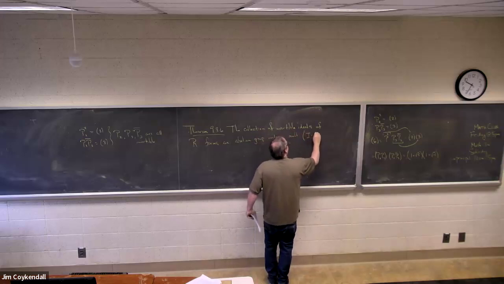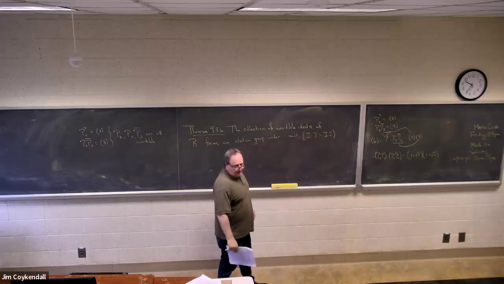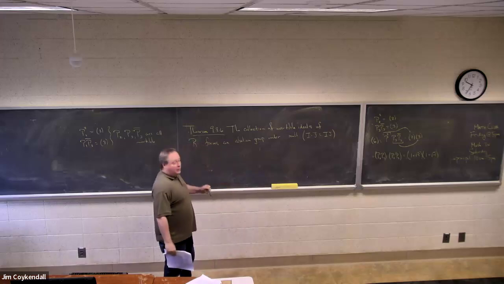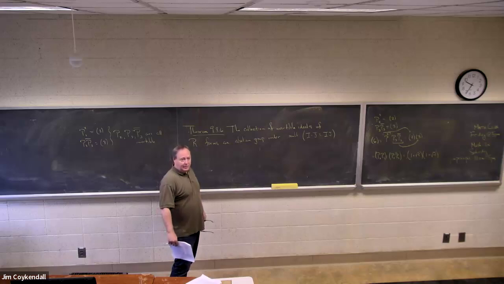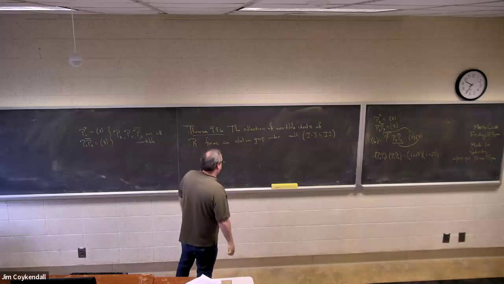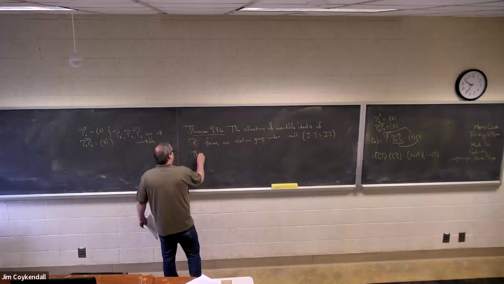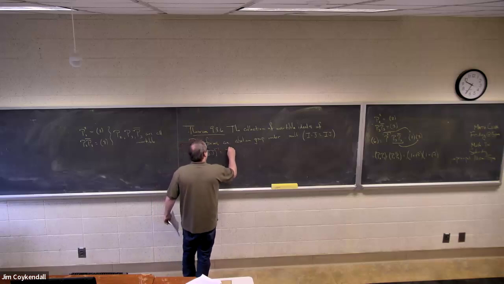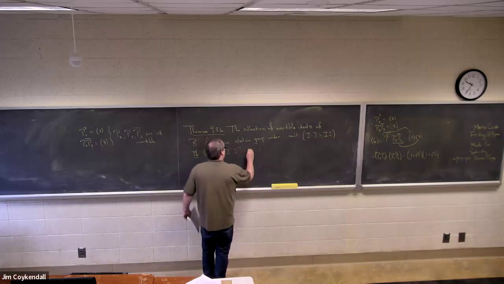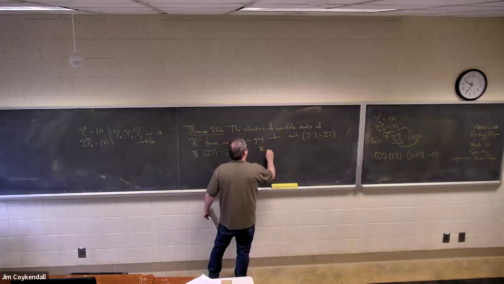Here, I times J is just a standard product of two ideals. Notice, if I and J are principal ideals, their product is principal, right? And more generally, the product of two invertible ideals is invertible. It's easy to verify: the inverse of IJ is I inverse times J inverse.